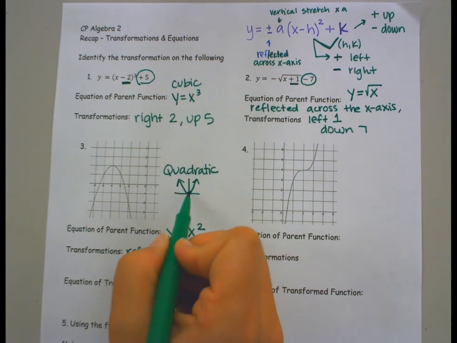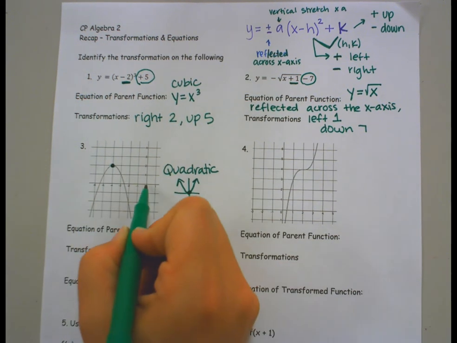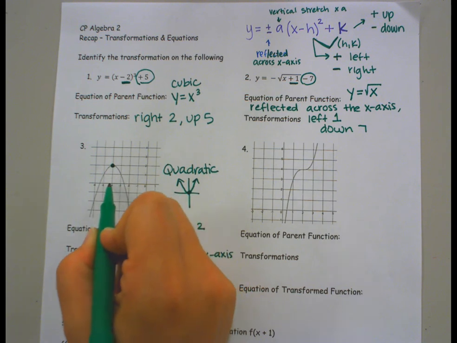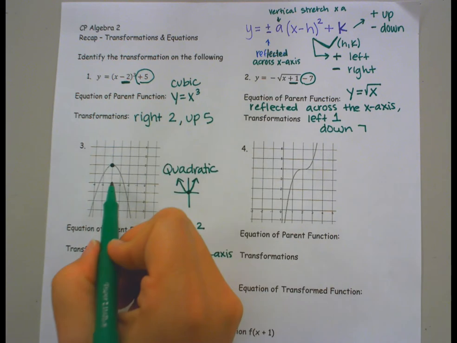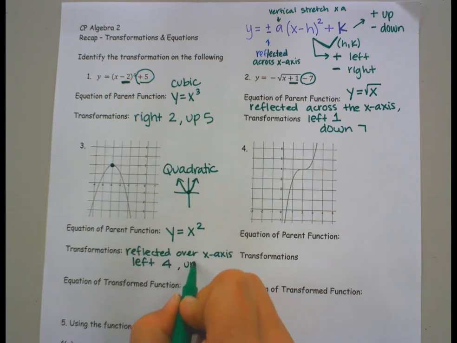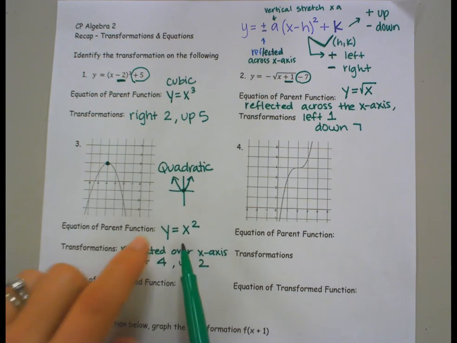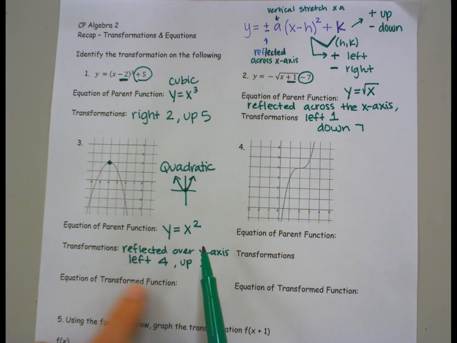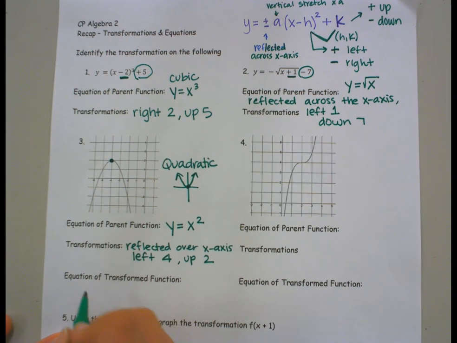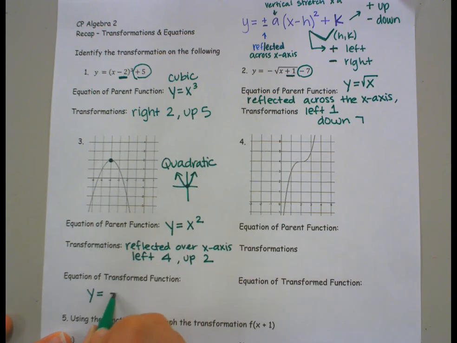Then that normal vertex that's at 0, 0 is now up here. So I need to figure out where it moved from 0, 0. It went left 1, 2, 3, 4, so it went left 4, and then it went up 1, 2. So now, with these transformations, we can take our parent function and add in these transformations to make up the equation of our transformed function. We know that because it reflected over the x-axis, it starts with a negative value.